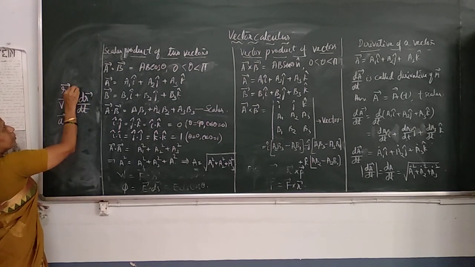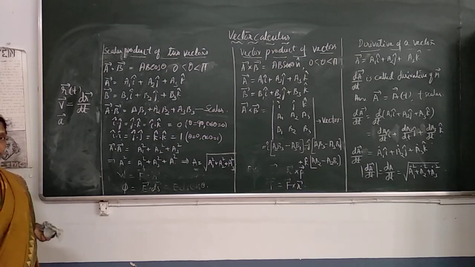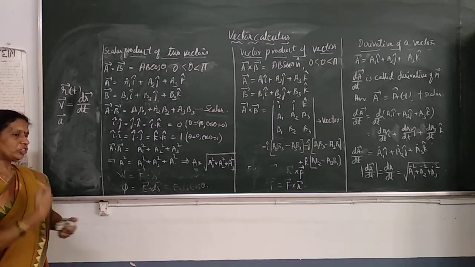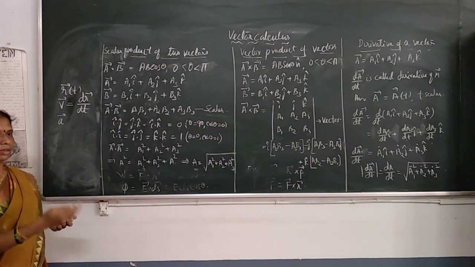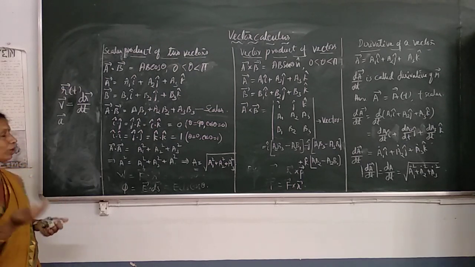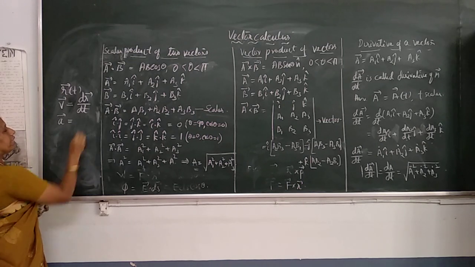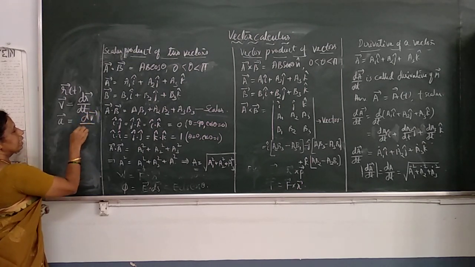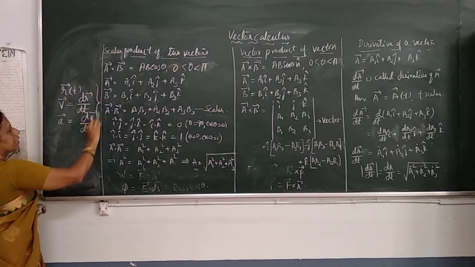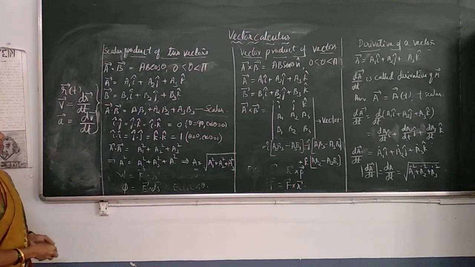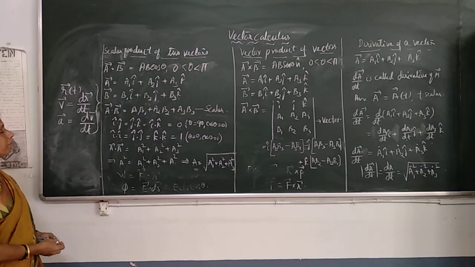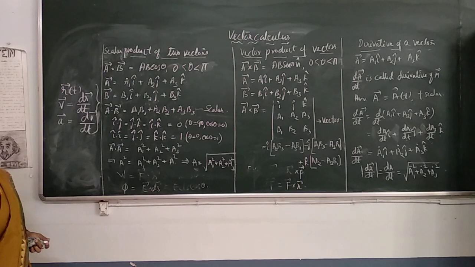If the displacement vector is a function of time, as the position changes with time, the particle acquires a velocity, defined as dr vector by dt. And acceleration is defined as dv vector by dt. These are the derivatives, the quantities we come across in mechanics when the particle is in straight line motion.